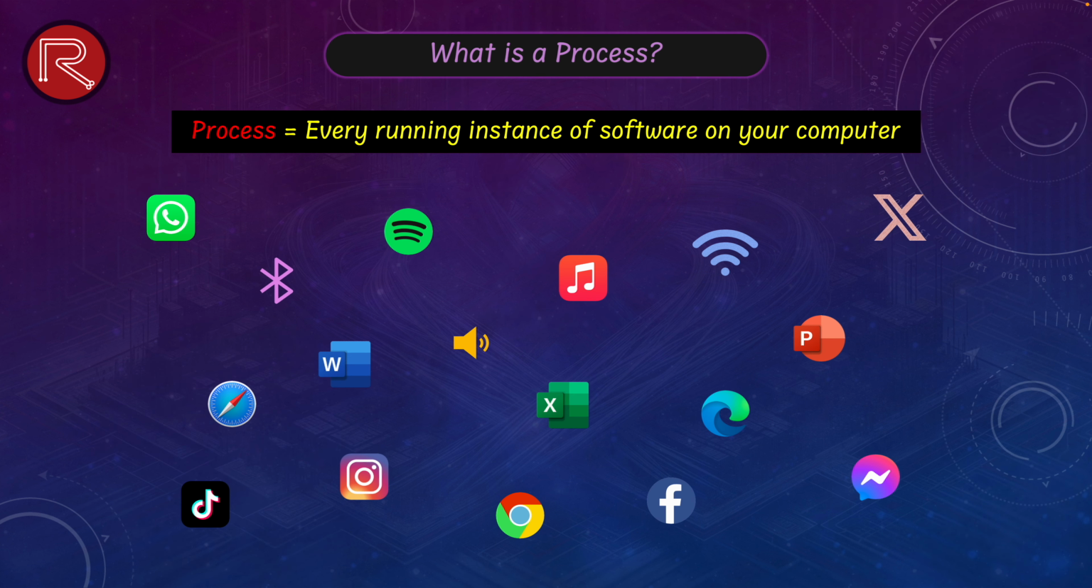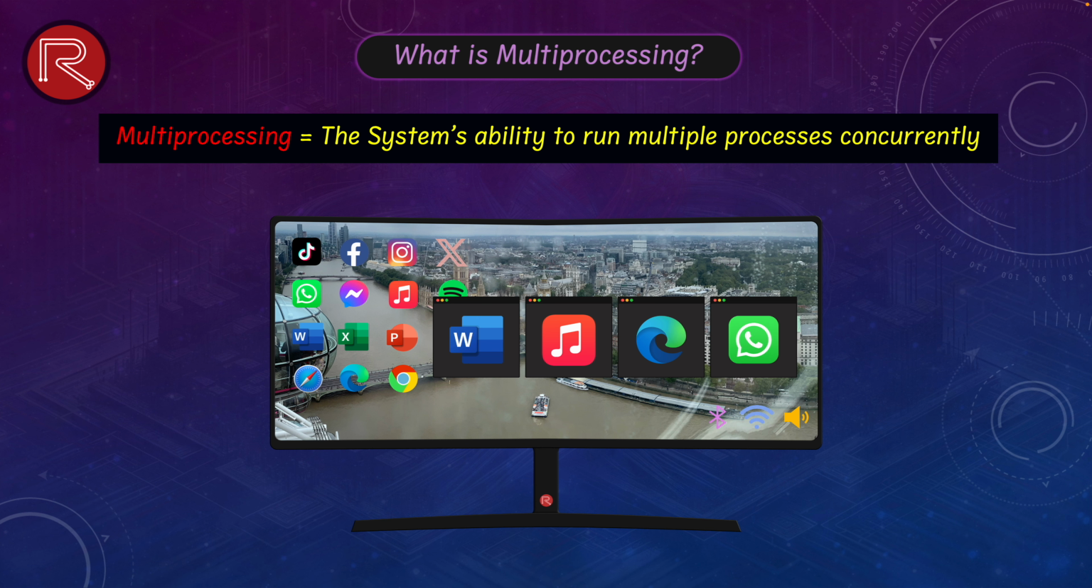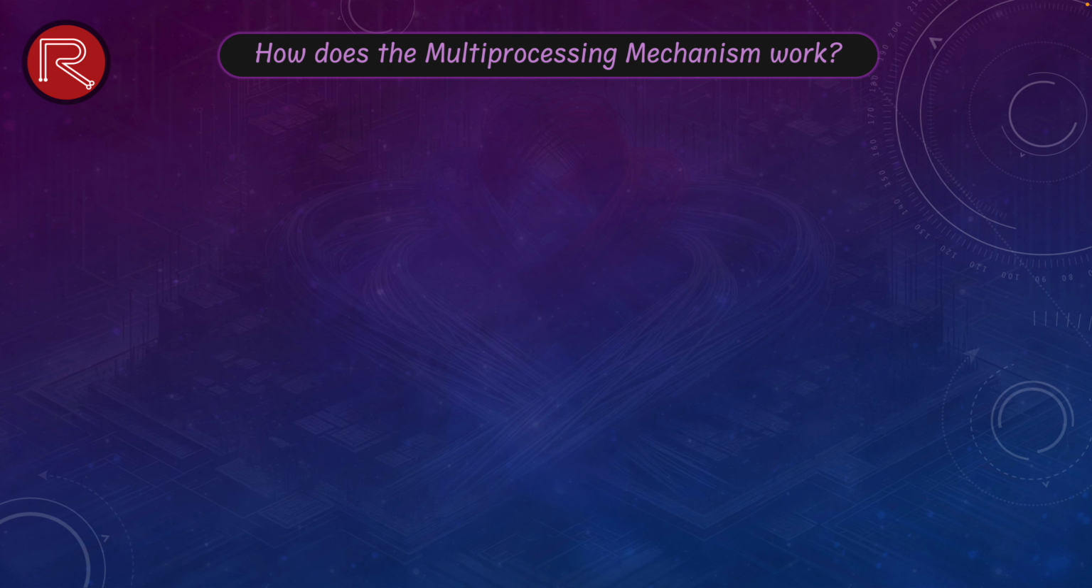We mentioned in the previous lesson that a process is any running instance of a software on your computer. We also described that multiprocessing is the system's ability to run multiple processes concurrently or simultaneously. So how does the multiprocessing mechanism work?